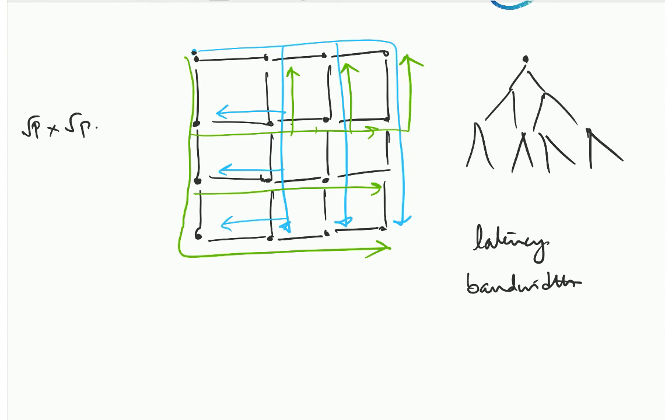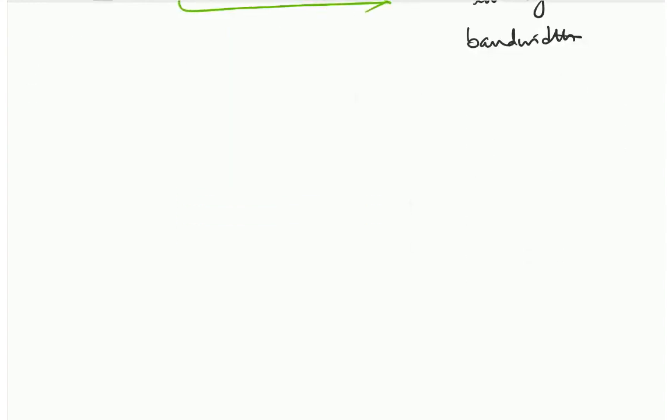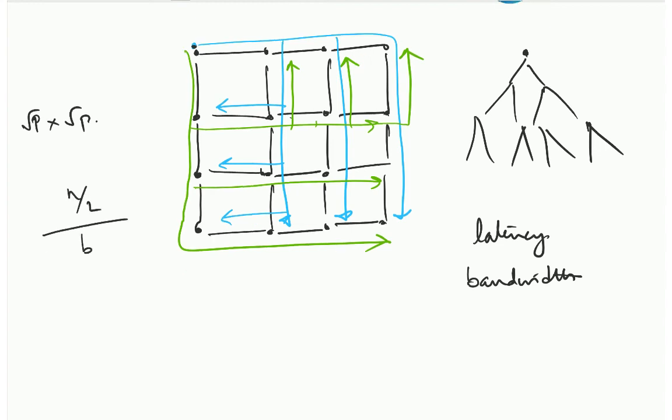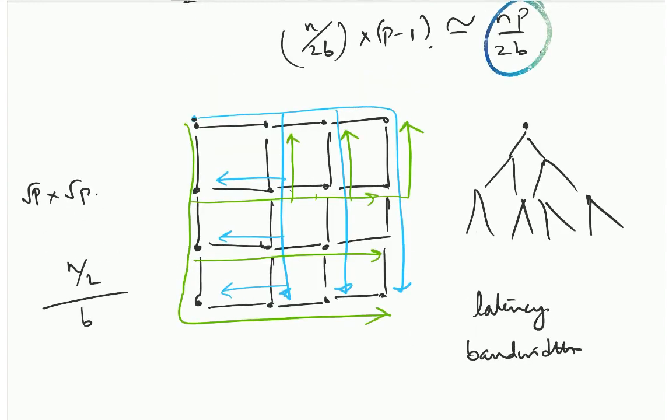So you are able to do it this way. What is the time it takes to do this operation now? Let's calculate that first. You're sending half the data over links of bandwidth B, and how many hops does it have to take? Roughly about 2 root p, or 2 times root p minus 1, but let's approximate it as 2 root p. The 2s cancel out, giving n root p by b.